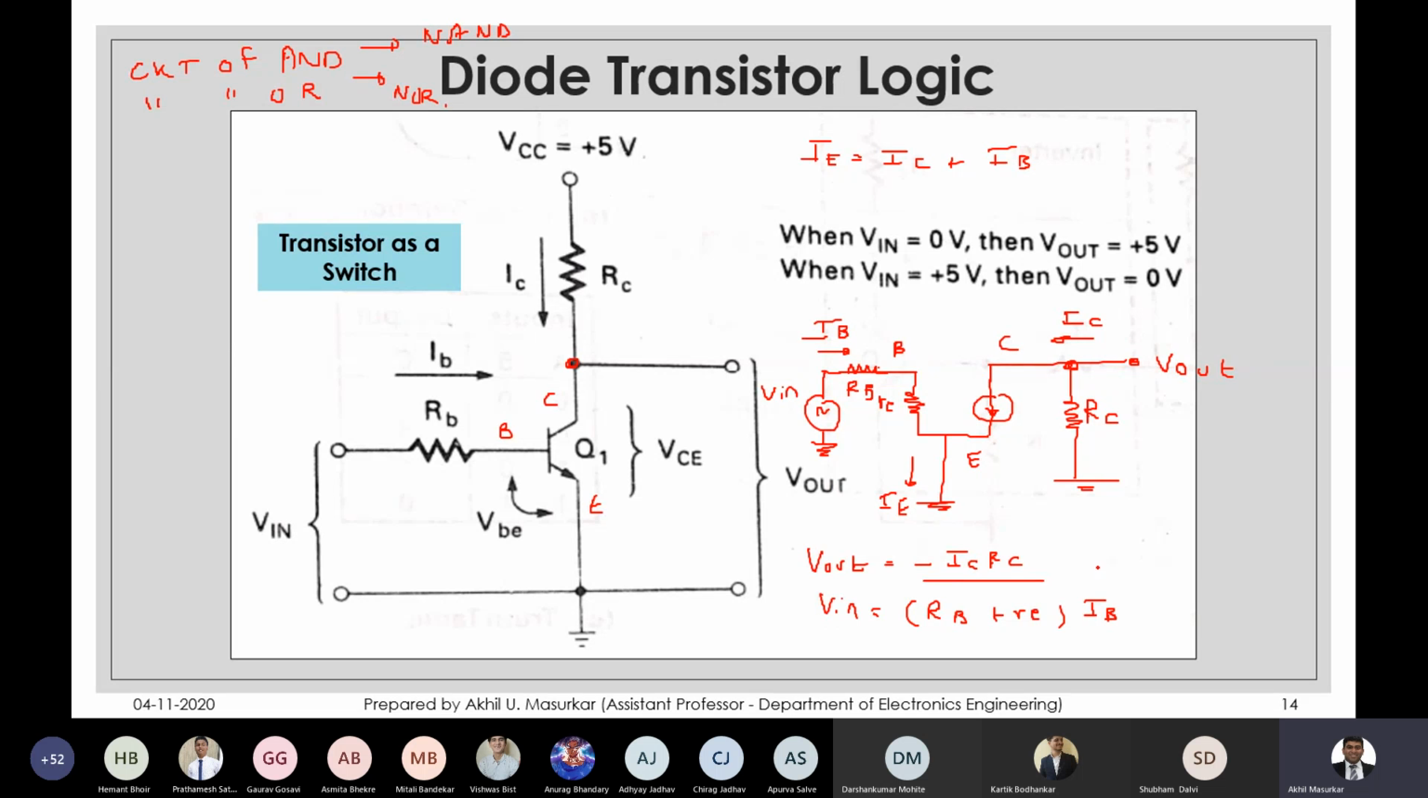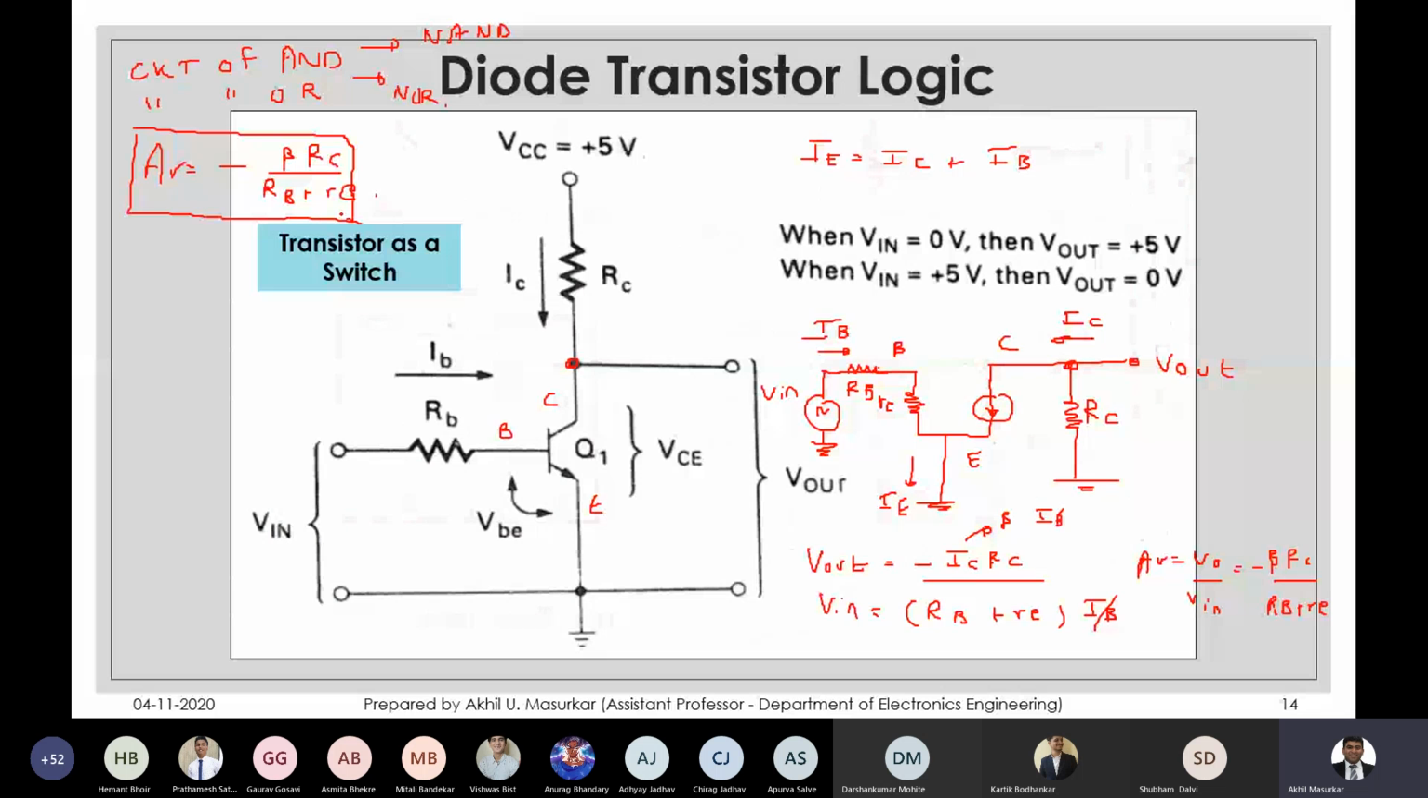And as you all know, gain is always output upon input. So if I take the ratio, IC will be beta times IB, and this IB gets cancelled out, and what we actually get here is minus beta RC upon RB plus RE. So the gain equation is minus beta RC upon RB plus RE. The values of RC and RB will actually control the gain of the transistor.